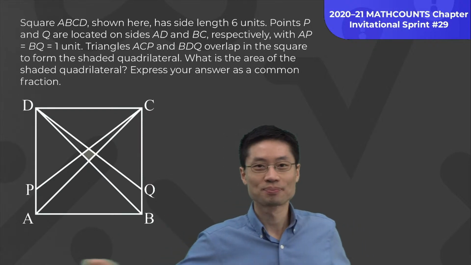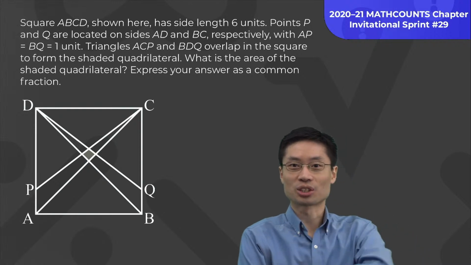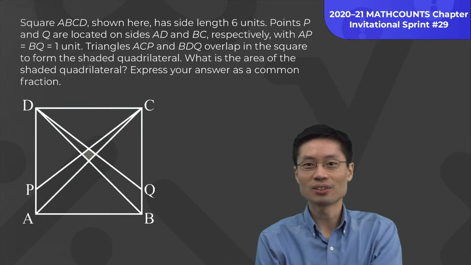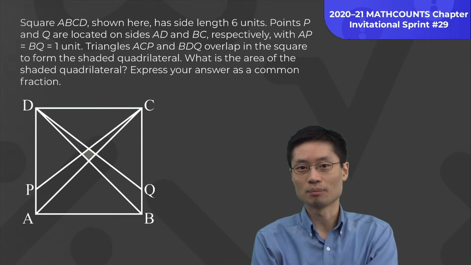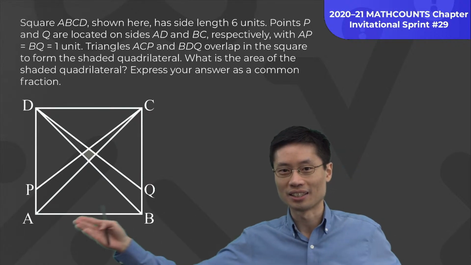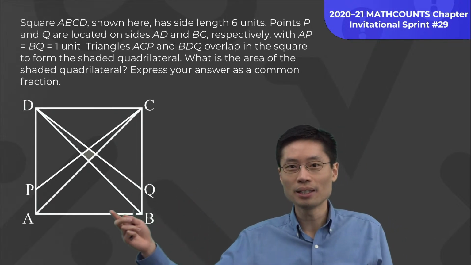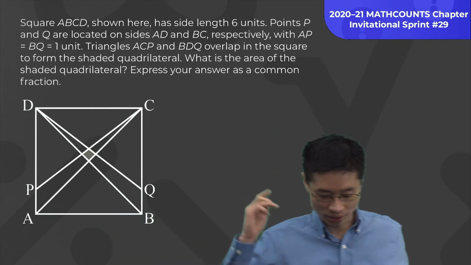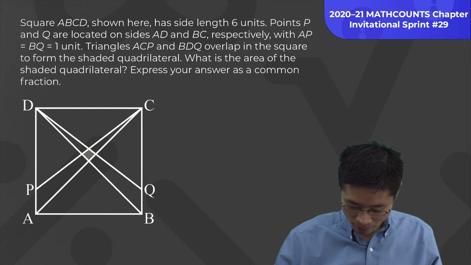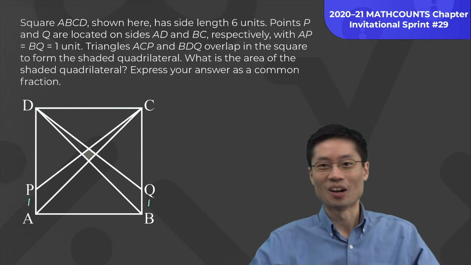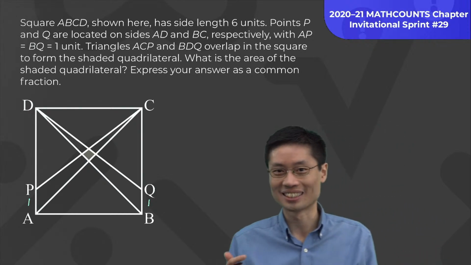All right. Square ABCD, shown here, has side length 6 units. Points P and Q are located on sides AD and BC, respectively, with AP and BQ equal to 1 unit. Okay, knee-jerk reaction, label the lengths. And now we also know, don't make the mistake of forgetting to add stuff like I just did earlier.